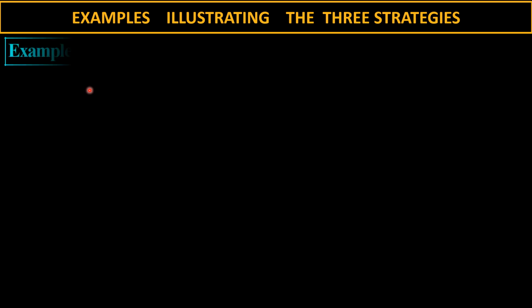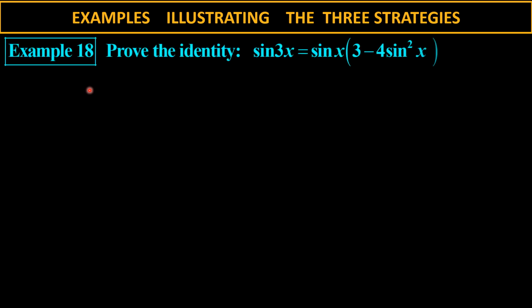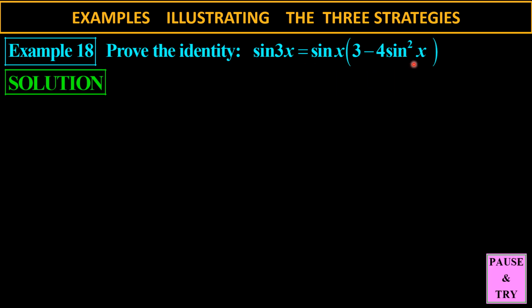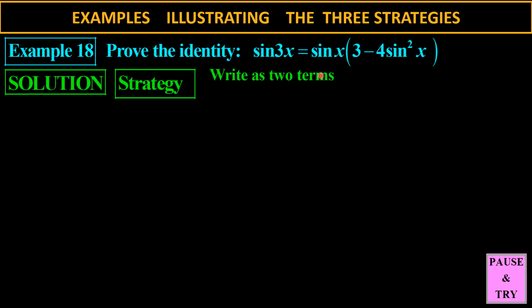Now let's look at one more identity. We want to prove that sine of 3x is equal to sine x into 3 minus 4 sine squared x. Right? Let's see what we're going to do now. We have this 3x, and if we don't want a 3x, the new expression needs to be in terms of x.